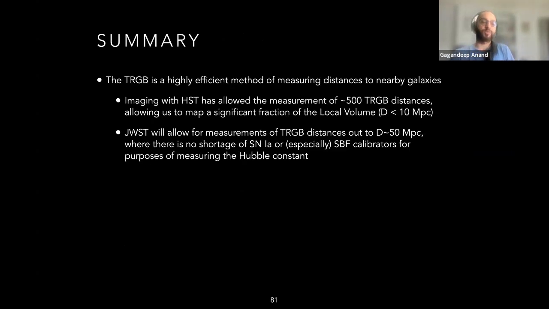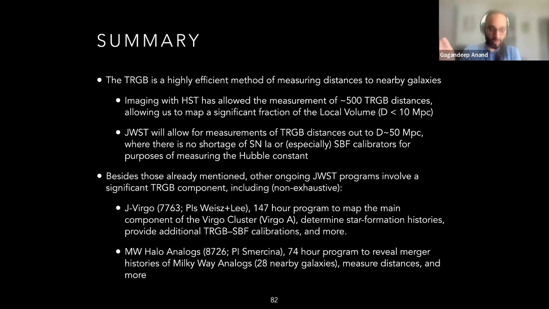And so the TRGB is a really efficient way of measuring distances to nearby galaxies. Imaging with Hubble has been revolutionary, I would say, for our understanding of the local volume, its structure, its constituents, its evolutionary history. With over 500 TRGB distances, JWST is going to allow us to get out to 50 megaparsecs, I would say, where there's no shortage of supernovae or especially SBF calibrators for doing things like measuring the Hubble constant. I would say also there's good buy-in by others as well on the TRGB going forward.